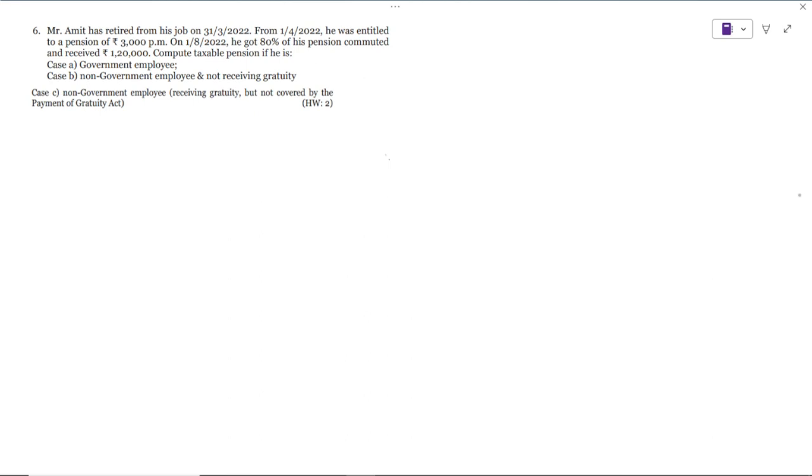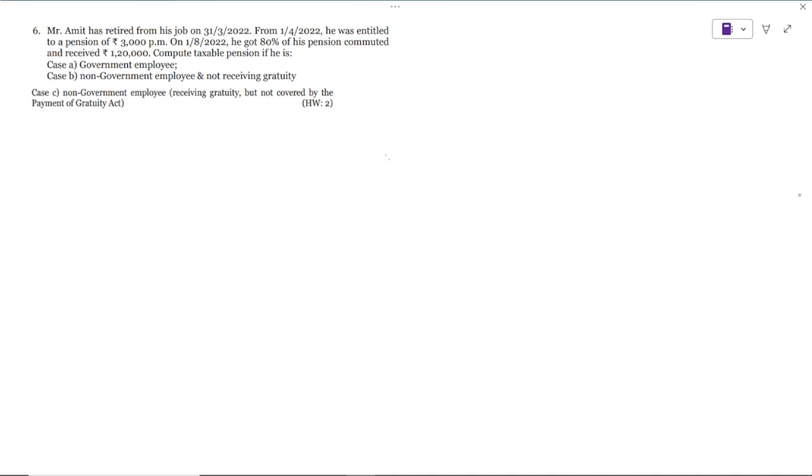Okay. Now let's see how to calculate, what to calculate. There are many cases actually. A, B, C, D, E, they give so many, right? So we have to do all that. Chalo, no problem. First one, case A, he is a government employee. Case B, he is a non-government employee not covered by gratuity.